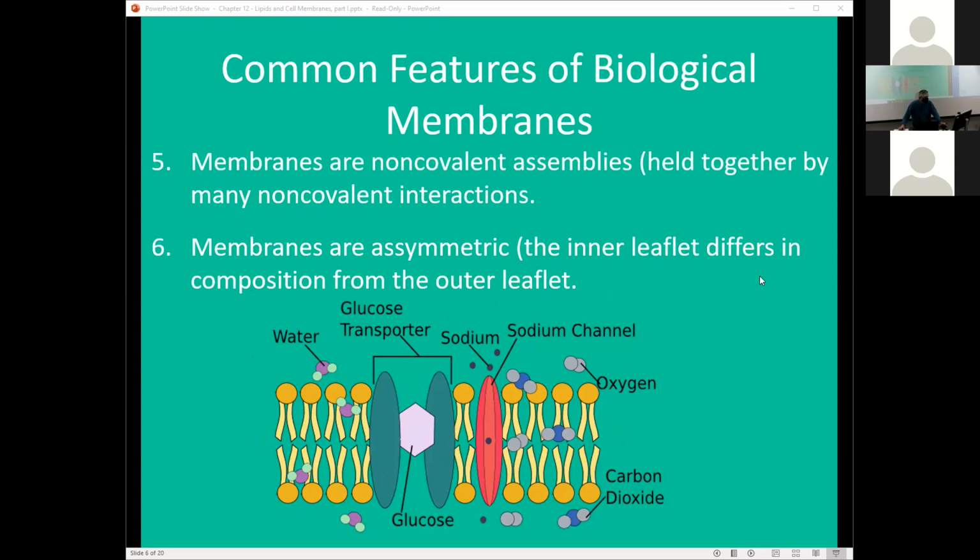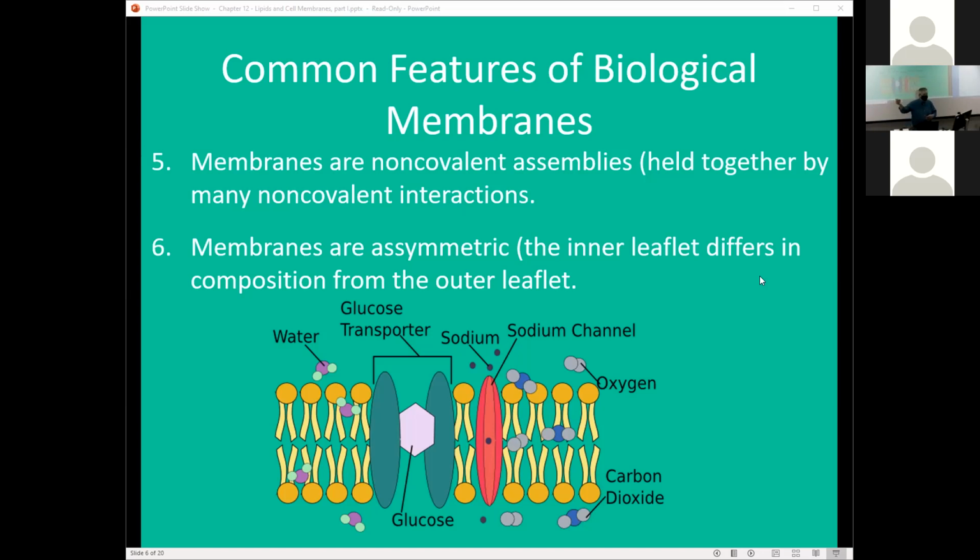Membranes are non-covalent assemblies held together by many non-covalent interactions. So in the center, in the so-called hydrophobic core, where all the fatty acid tails are, we have hydrophobic interactions and van der Waals interactions stabilizing that part. Okay, we have ionic interactions. We have hydrogen bonding between the hydrophilic heads and water molecules.